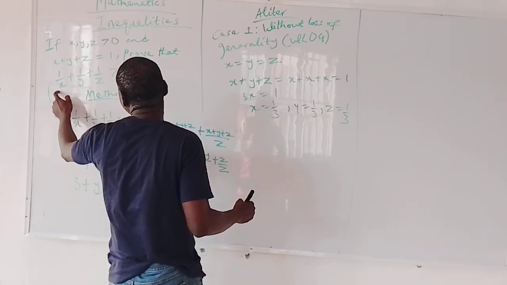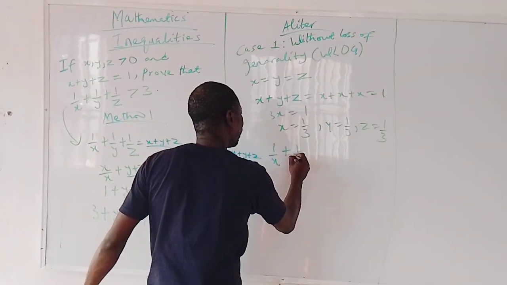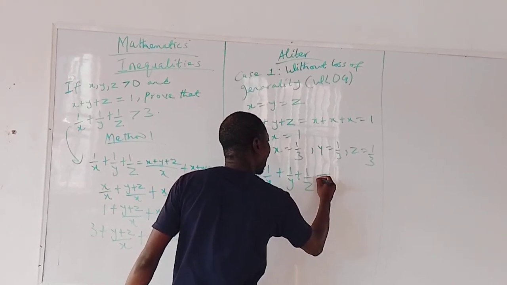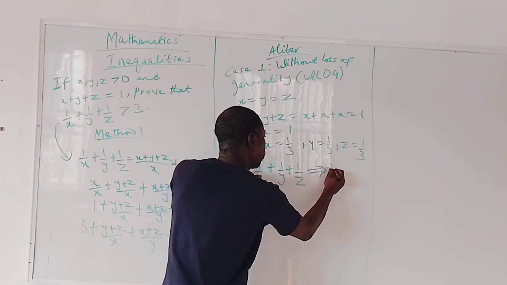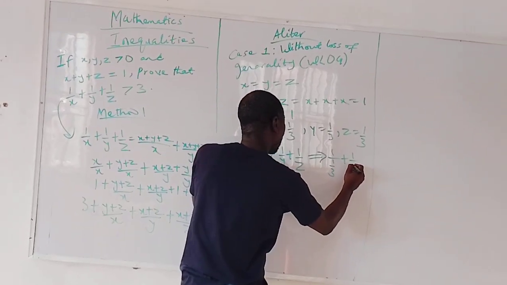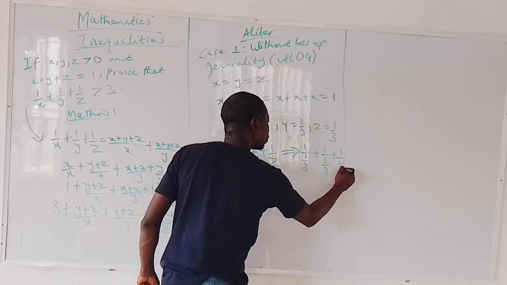Now let's come back to the inequality. 1 over x plus 1 over y plus 1 over z implies that 1 over my x is what? 1 over 1/3 plus 1 over y is also 1 over 1/3 plus 1 over 1/3.